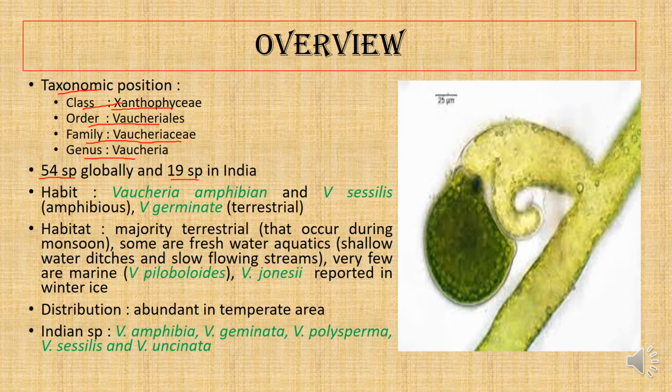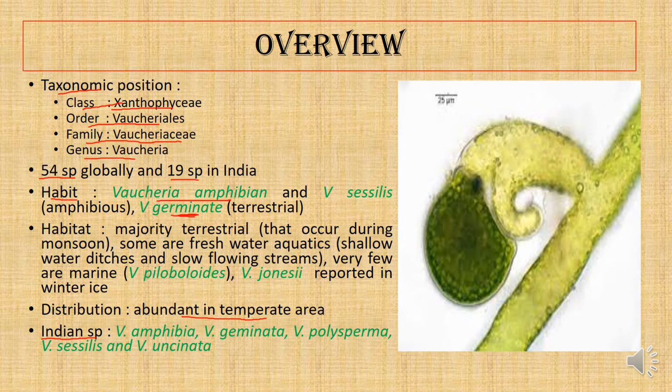The main reason is that it is quite abundant in the temperate or cold regions of the world, and these are the names of the Indian species. And what is its habit? It is mostly aquatic, but some terrestrial species can also be found, and some amphibian species can also be found. So habit is that it is mostly freshwater, and some marine, some amphibian, some terrestrial species are also found.